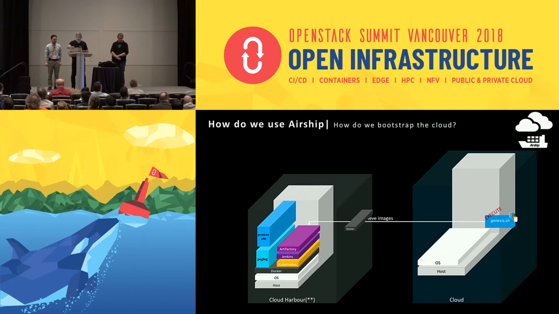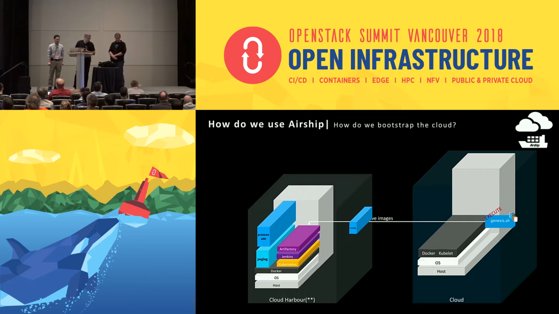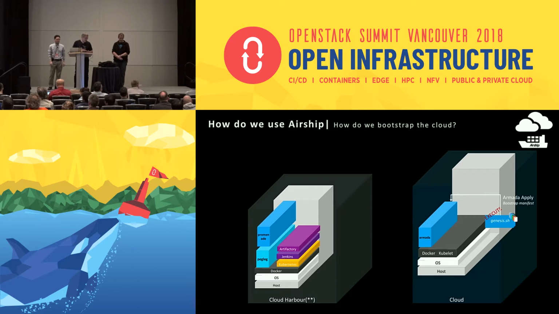The site manifest documents are going to be used to generate a tailored Genesis script. And this script, when it's executed, will retrieve all the images from your image repository, wherever that happens to be. It will configure Docker and the kubelet. It will then utilize the Armada container to deploy Kubernetes, which itself has been defined as a set of charts.